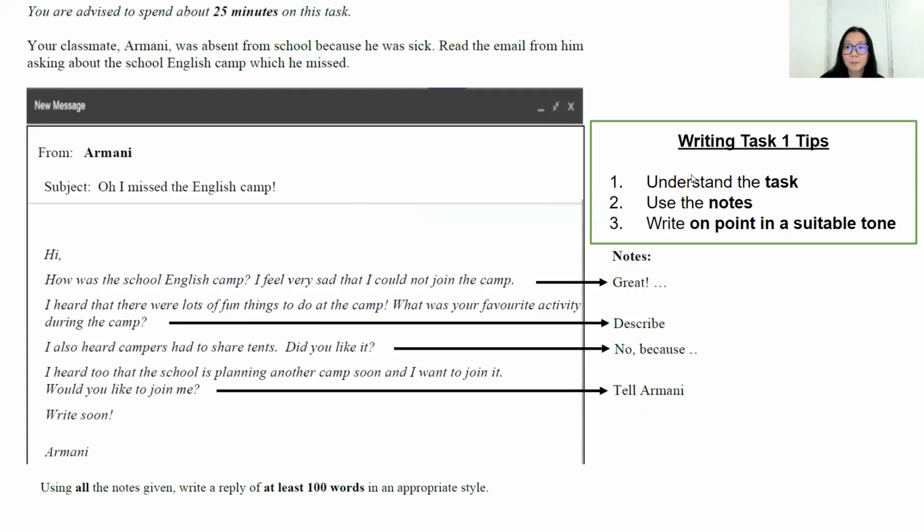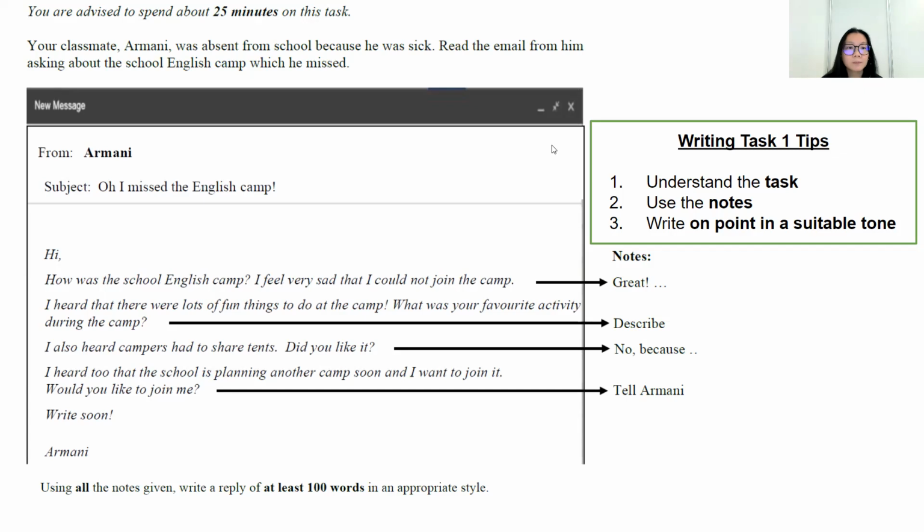And of course, these are some tips. First of all, just look at the green box over here. First of all, remember to understand the task. I'll describe this a little bit later. Number 2, use the notes that are given. And number 3, make sure to write on point and in a suitable tone. The tips I'm sharing with you are based on what you actually need to fulfill in this task in order to make sure you score maximum marks, okay?